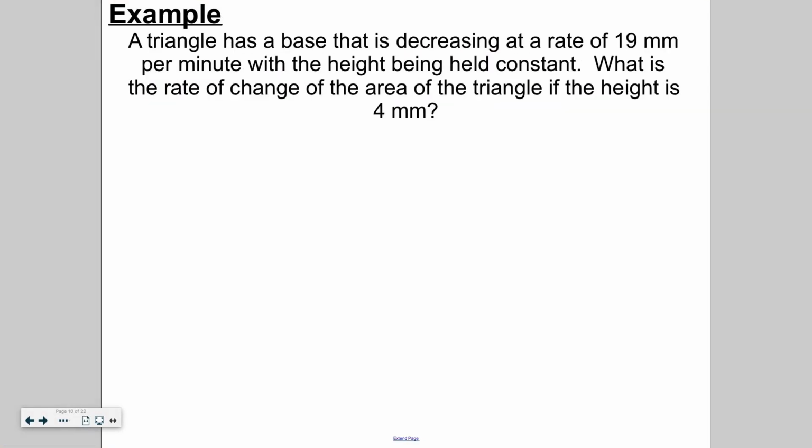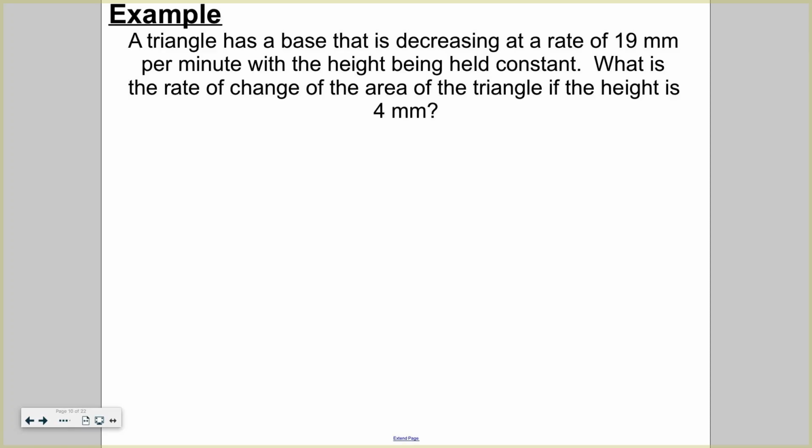Alright, now let's take a look at our final example, which deals with rates of change using area. So a triangle has a base that is decreasing at a rate of 19 millimeters per minute, with the height being held constant. What is the rate of change of the area of the triangle if the height is 4 millimeters? Alright, so let's draw our triangle. So there is a triangle.